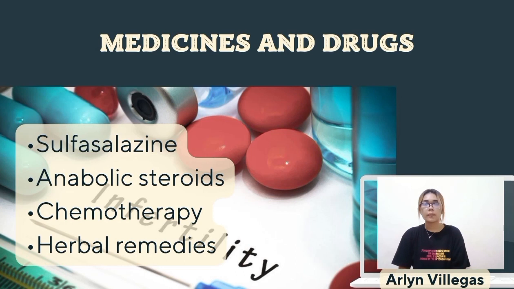Chemotherapy. Medicines used in chemotherapy can sometimes severely reduce sperm production. Another one is herbal remedies. Some herbal remedies, such as root extracts of the Chinese herb Tripterygium wilfordii, can affect the production of sperm or reduce the size of your testicles.